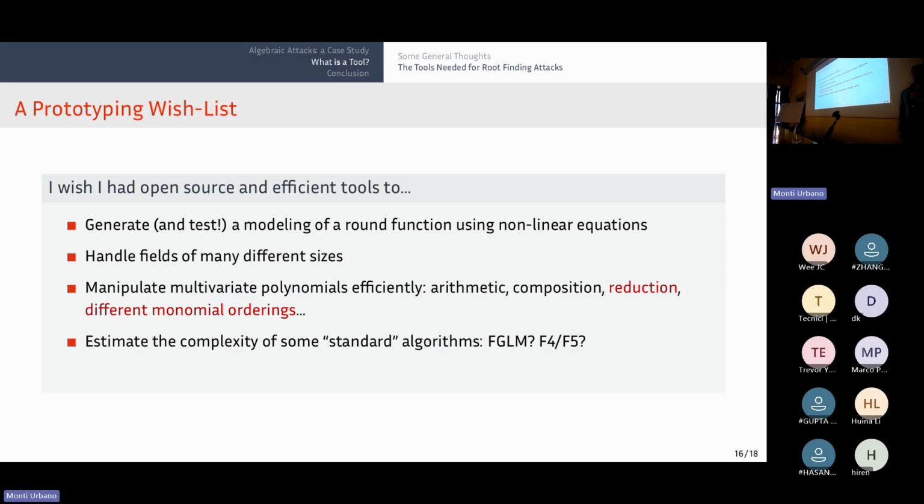And finally, we also need to be able to estimate the complexity of some standard algorithms. So I want to be able to give equations to a tool, and have it tell me, in order to solve this, it's going to take whatever amount of time. And also, I want it to suggest to me the best known algorithms for some problem. Because for FGLM, again, there are many, many variants of FGLM, depending on whether your system is sparse, depending on a lot of things I don't even know about.